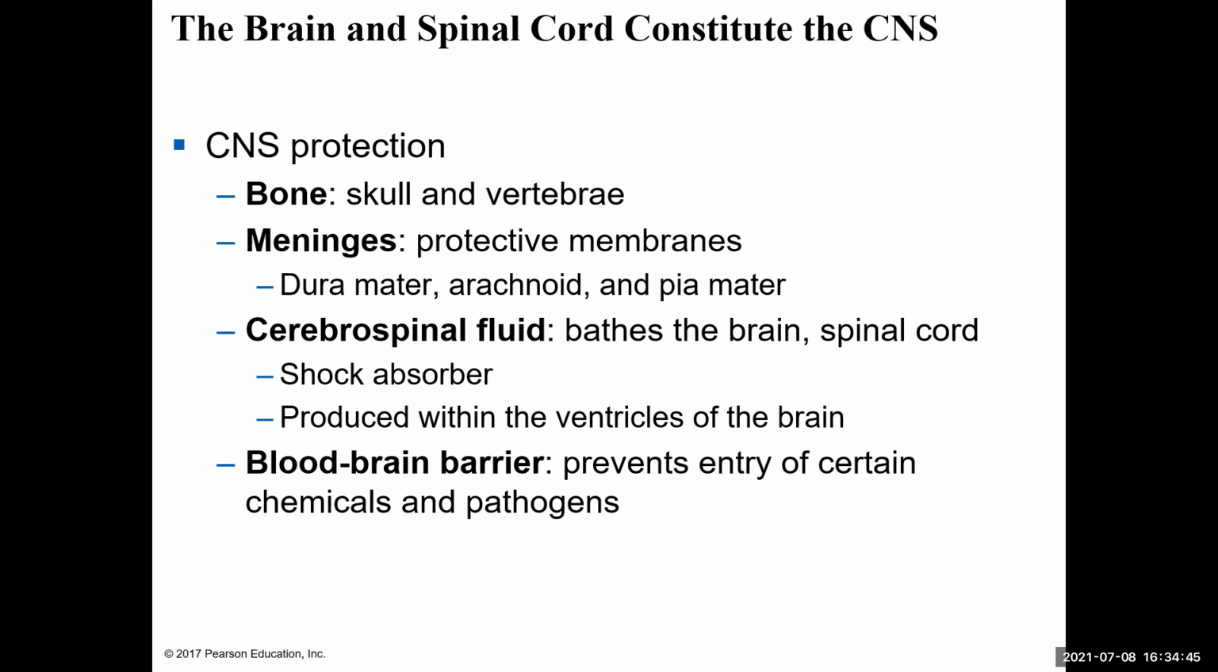Now, the last protective mechanism for the central nervous system is the blood-brain barrier. The blood-brain barrier prevents the entry of specific chemicals and pathogens from getting into the central nervous system. But there are some chemicals that can get through the blood-brain barrier, one of them, for example, being alcohol.